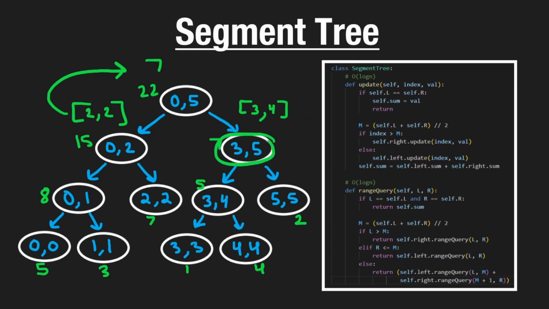Now from the right side, we're going to do something similar. We're going to calculate the mid of this, 3 plus 5, which is 4. Even our largest value in the range is less than or equal to 4. So we know that this range can be calculated exclusively from the left side.